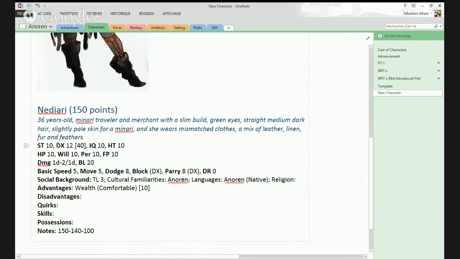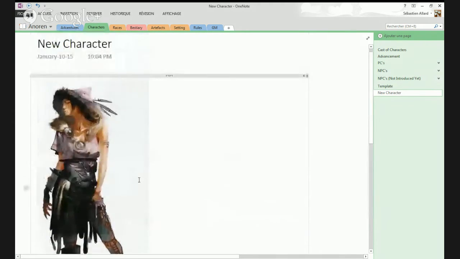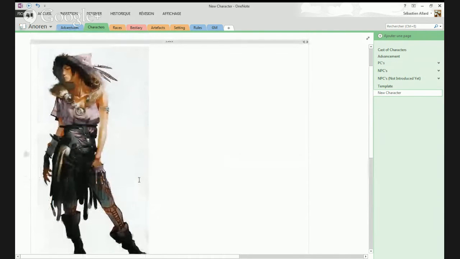The two stats in GURPS that are the most costly are IQ and Dex, because they are really everywhere in the system. Most of the physical combat skills are Dex based, and most skills are IQ based. The mental skills are basically all IQ. So those two stats are more costly. They cost 20 points per point. And she will probably be an intelligent fellow too.